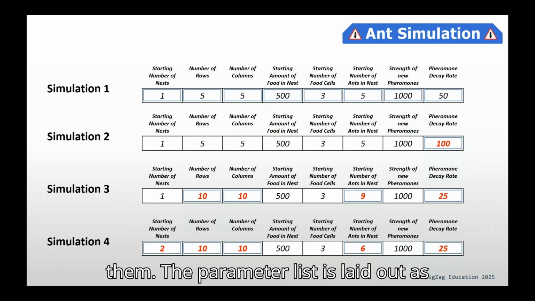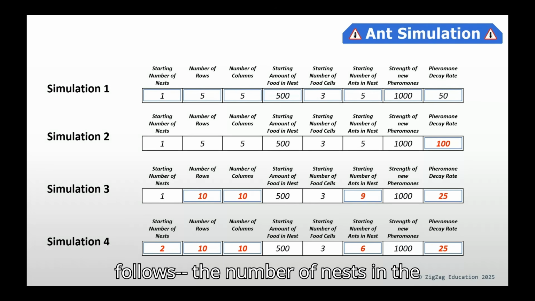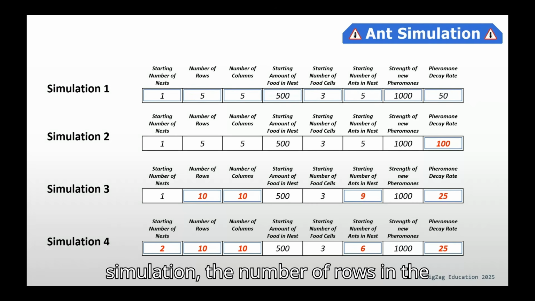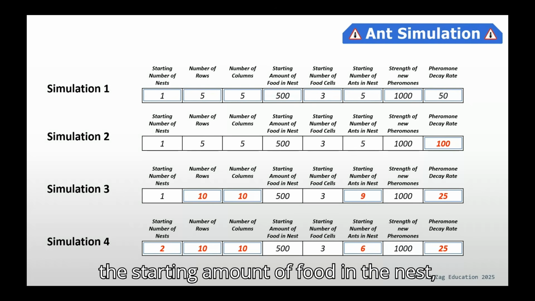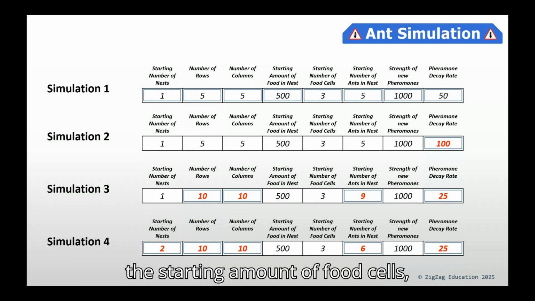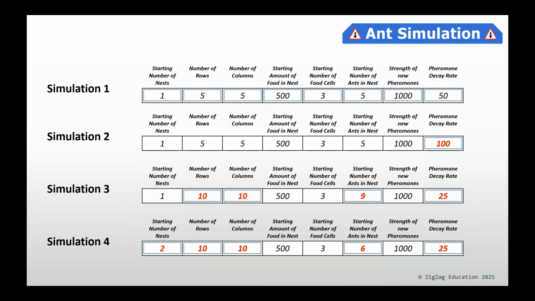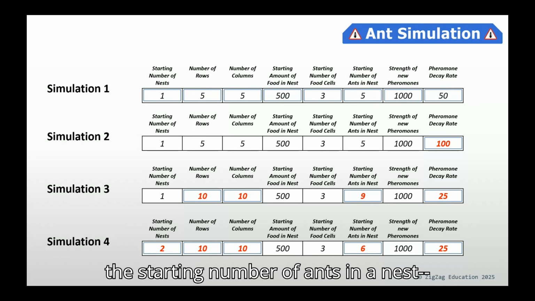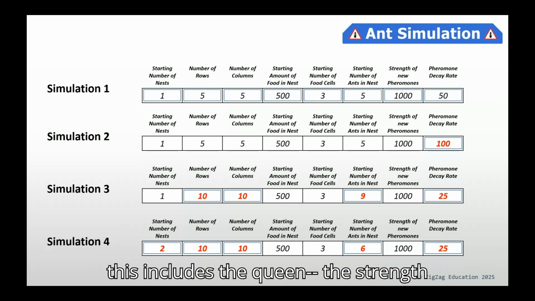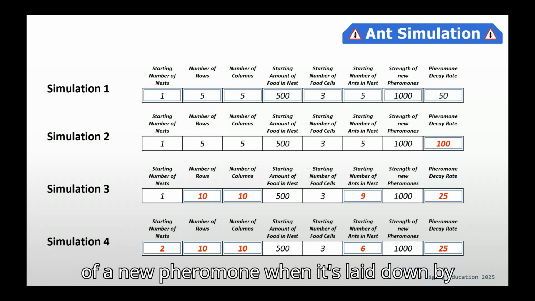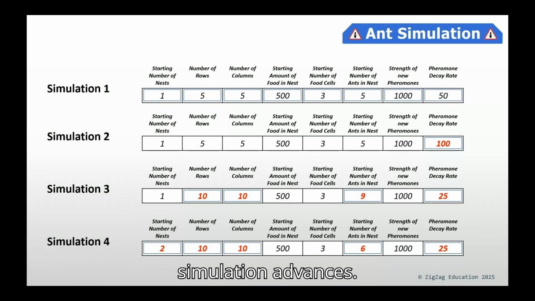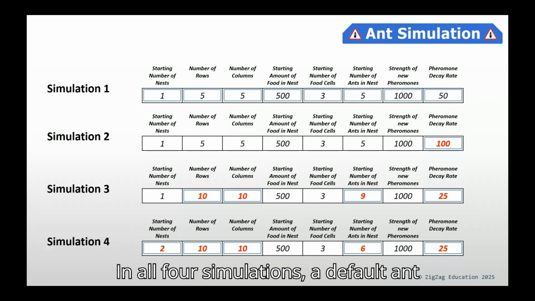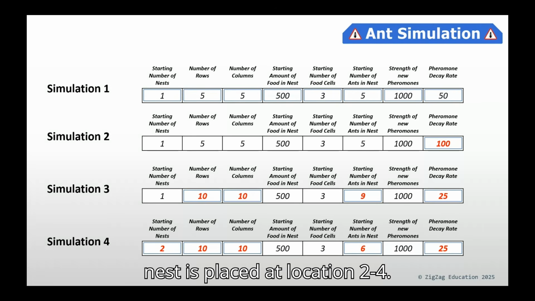The parameter list is laid out as follows: the number of nests in the simulation, the number of rows in the grid, the number of columns in the grid, the starting amount of food in the nest, the starting amount of food cells, the starting number of ants in a nest, this includes the queen, the strength of a new pheromone when it's laid down by an ant, and the amounts that pheromones decay from one stage to the next as the simulation advances. In all 4 simulations, a default ant nest is placed at location 2-4.